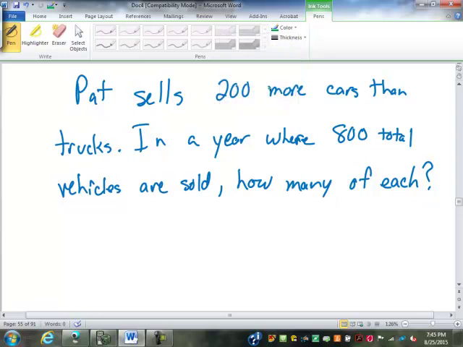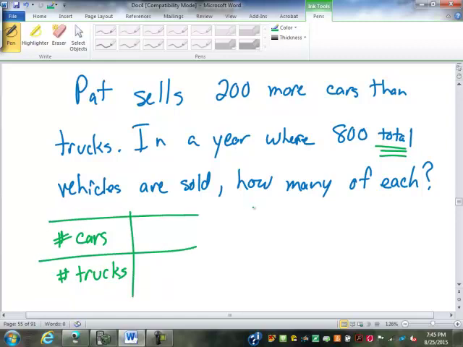So now in this case, again, are we looking for a total? Are we looking for a difference? Or are we looking for two things that are equal to each other? Looking at a total. 800 total vehicles. So we have the number of cars and the number of trucks. Now again, we want to look to see if there's a relationship where one can be defined off the other. It says 200 more cars than trucks.